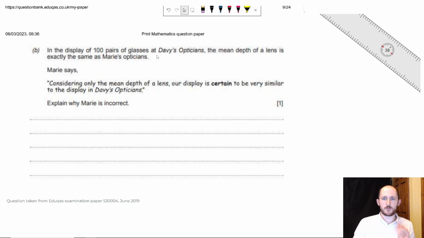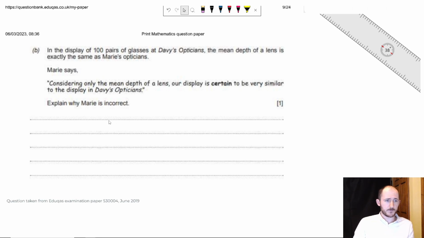So in the display of 100 pairs of glasses at, I was about to say Davies Opticians, the mean depth of a lens is exactly the same as Marie's Opticians. So Marie says, considering only the mean depth of a lens, our display is certain to be very similar to the display in Davies Opticians. Okay. Well, again, it tells you it's incorrect, but why?